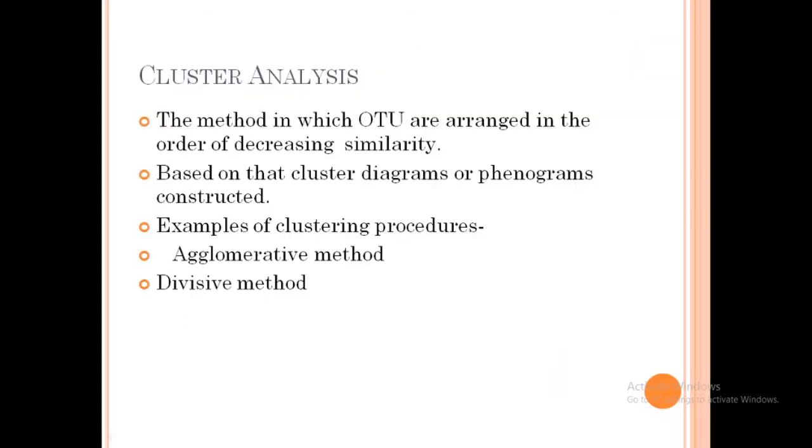Okay. Now the last one is cluster analysis. How can you analyze in the form of a diagram? Here we arrange the OTU in the order of decreasing similarity. So, find out resemblances, then based on that decreasing similarity you have to arrange them. Then you have to prepare what? Phenogram or cluster diagram. Two methods are there for preparing a cluster diagram, agglomerative method and divisive method.